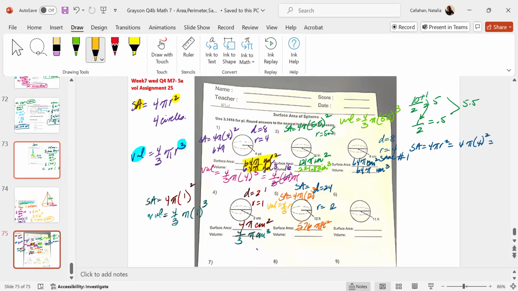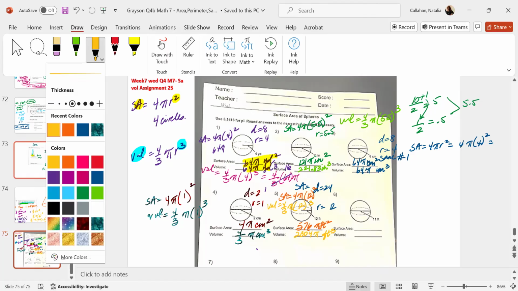Volume is 4/3 pi 12 cubed. So that's 2304 pi feet cubed for the volume.